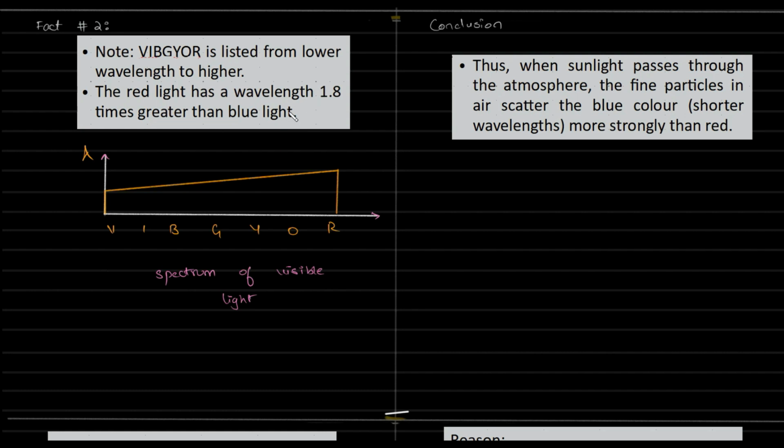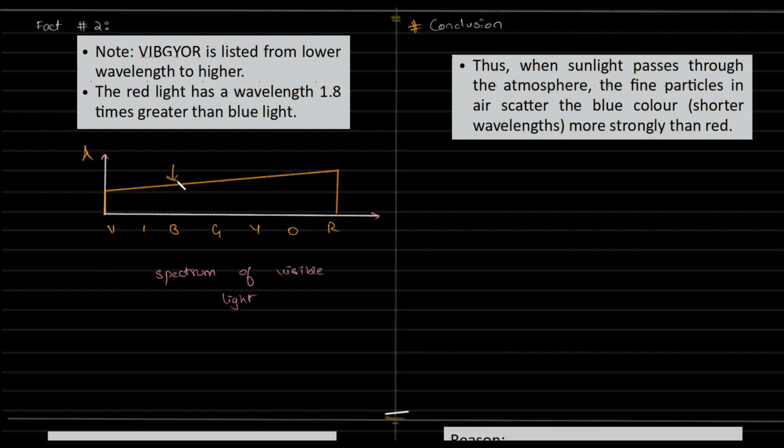So these 2 facts, right, keeping these 2 facts in mind, what can we conclude? Thus, when sunlight passes through the atmosphere, the fine particles in the air scatter the blue light more than red light. And that's why we see a blue sky.